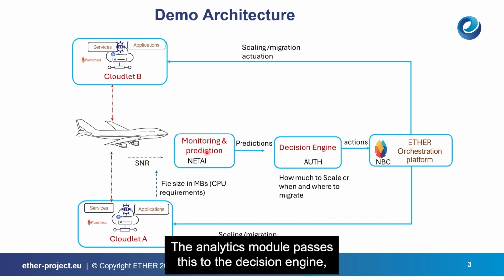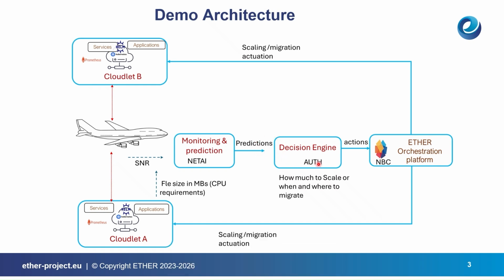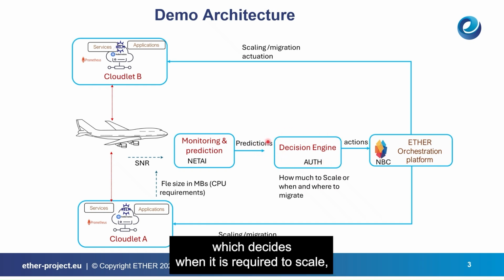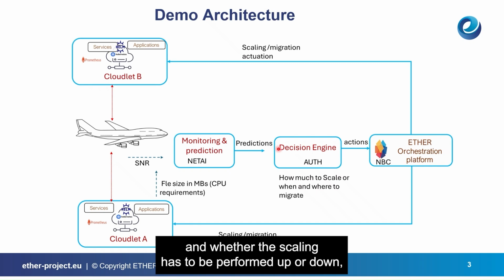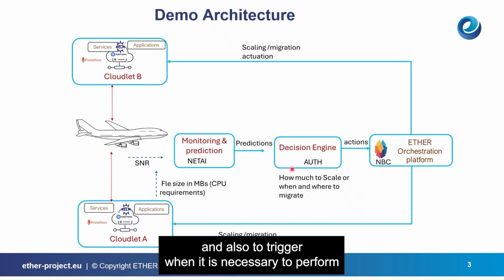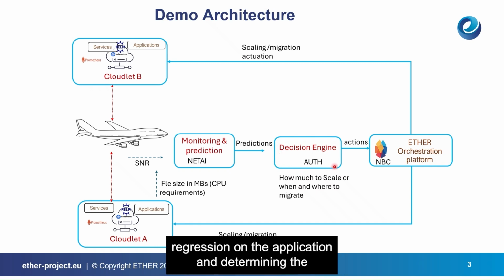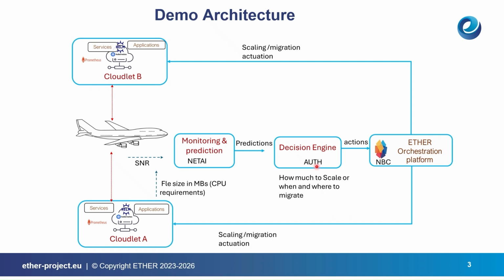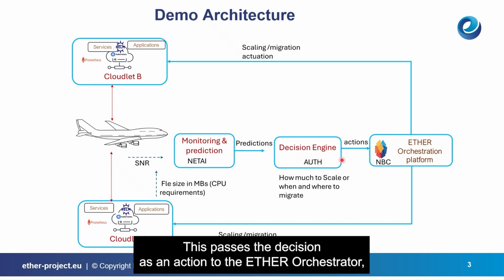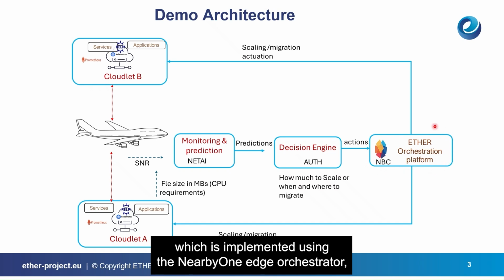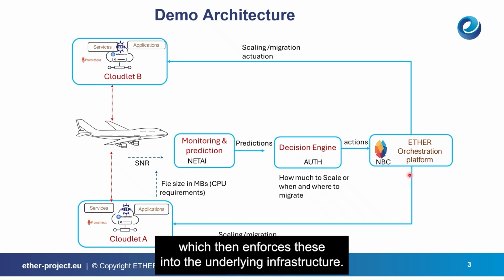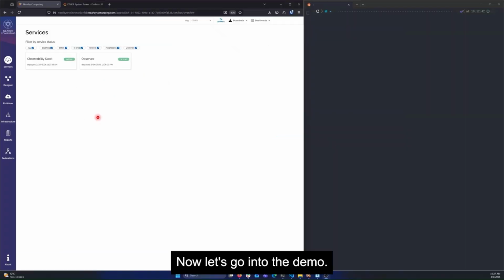The analytics module passes these to the decision engine, which decides when it is required to scale and whether the scaling has to be performed up or down, and also triggers when it is necessary to perform migration of the application and determines the node to which the application should be migrated. This passes the decision as an action to the Ether orchestrator, which is implemented using the NearbyOne edge orchestrator, which then enforces these into the underlying infrastructure. Now let's go into the demo.